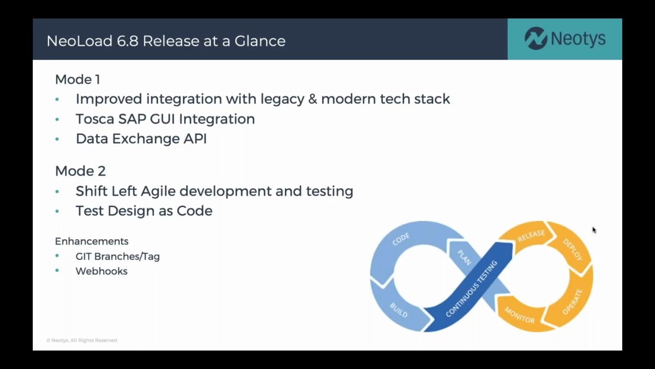So with mode one, we're all about improving our integration with legacy and modern technology stacks in the 6.8 release. And I'll talk specifically about how we're doing that with Tosca by Tricentis. They have SAP GUI testing tools that we are now integrating with. We also have some updates to our data exchange API. And then in mode two, again, it's about shifting left and doing testing as code. So we'll talk about how we're enabling test design as code in an Agile environment. There are a couple enhancements that Paul will also cover.